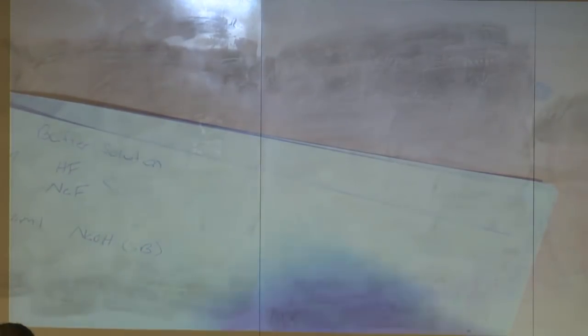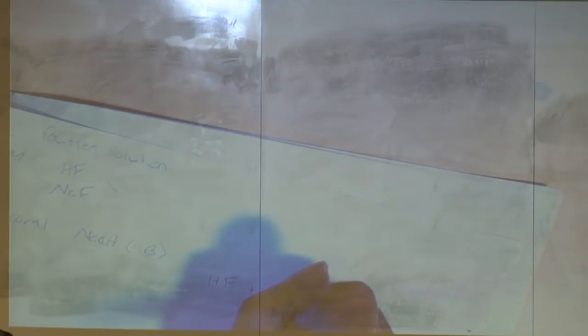So NaOH is a strong base. Bases react with acids. That means this NaOH is going to react with HF. So we're going to write what the equation looks like. So you have HF plus the NaOH, and that's going to create water and F minus.